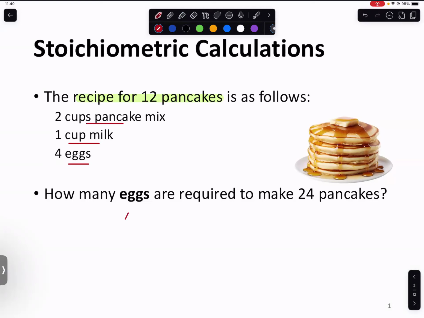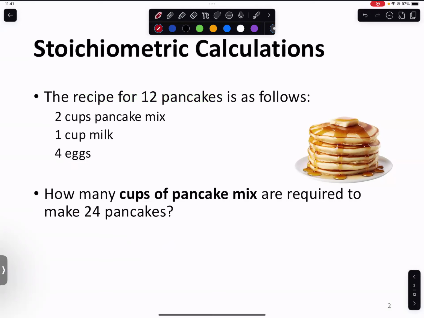So I can say that if 4 eggs can be in a recipe of 12 pancakes, times, now we want to transform it to the 24 pancakes we have here. Okay, so pancakes will cancel with the pancakes, and we get a total of 8 eggs. Okay, same thing can apply to the cups of pancake mix.